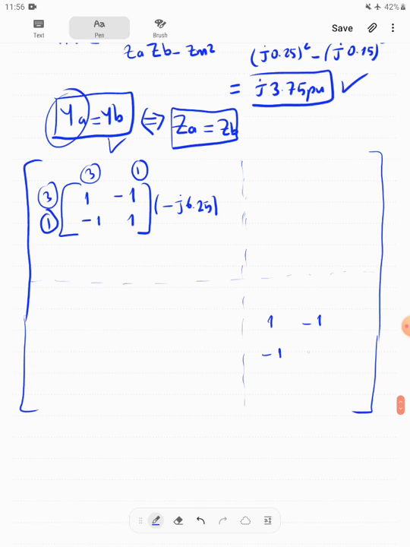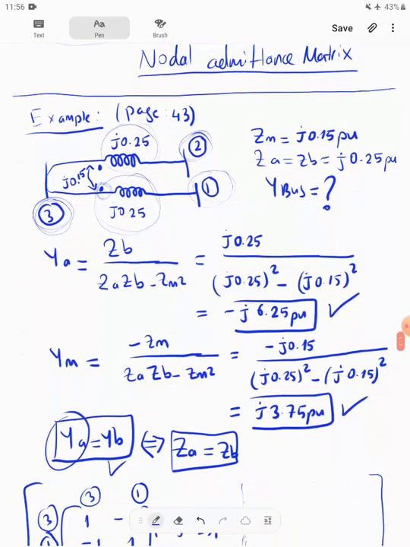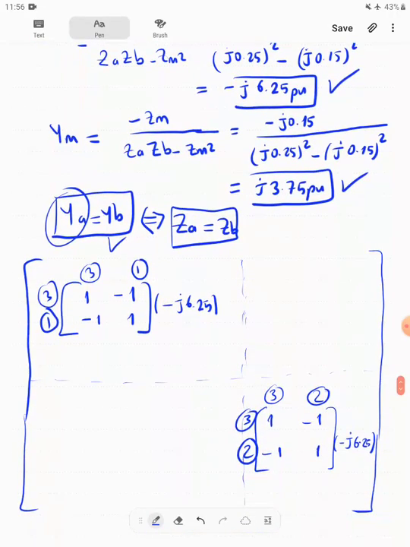1 minus 1 minus 1 1. And then we need to write minus j 6.25, which is equal to Y B. And the rows and the columns names must be written like this: 3 2, and yes, 3 2. Yes, the self-admittance components are completed like this. What about mutual admittance components, which will be placed in this Y bus?